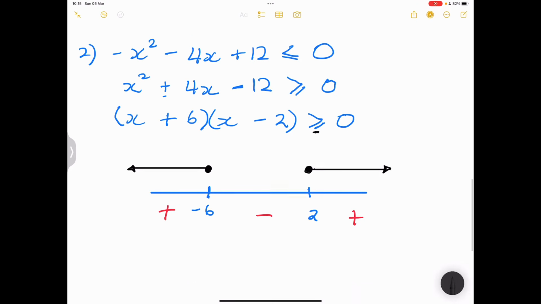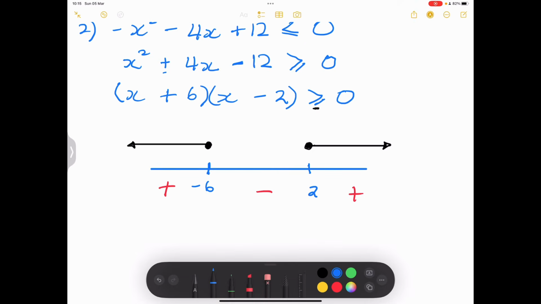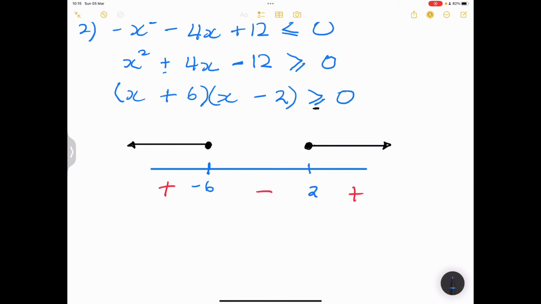So now, to give our solution, okay, and I want you to be very quick about this. In this case, we're going to simply say it means that x is an element of, now you remember we start from the lesser value to the bigger one. So negative infinity would be the smallest. So that would be from negative infinity to negative 6. But what happens? We include negative 6. We show that with a square bracket, right?